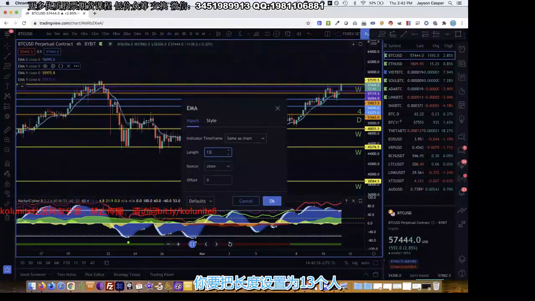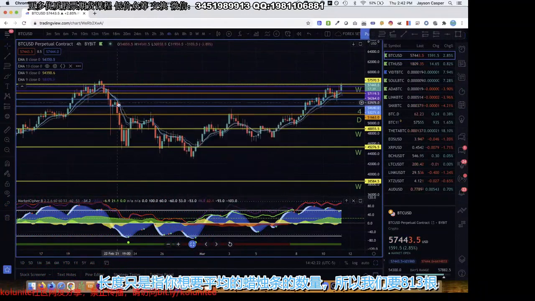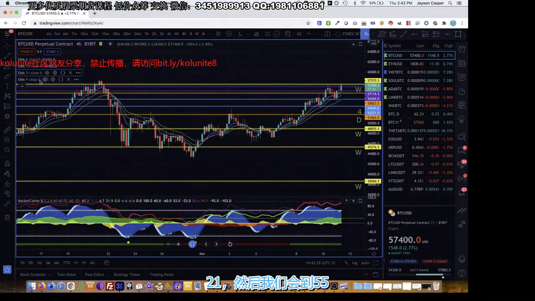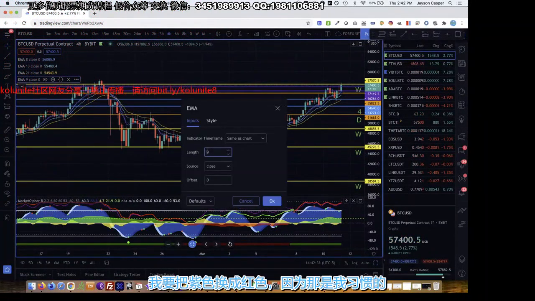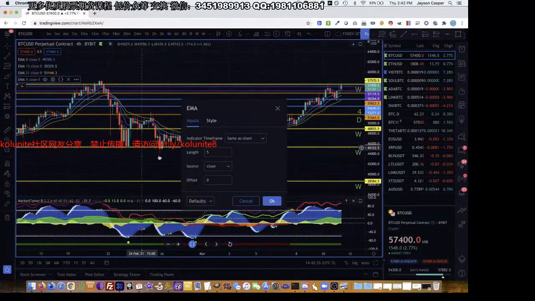You're going to set the length to 13, guys. The length simply means the number of candlesticks that you want it to average out. So we're going to do 8, 13, we're going to do 21, and then we're going to do 55. And I'm going to change the purple to red just because that's kind of what I'm used to, right? Let's change it to red.